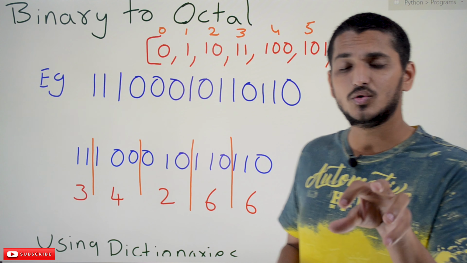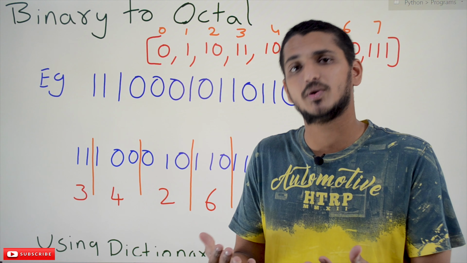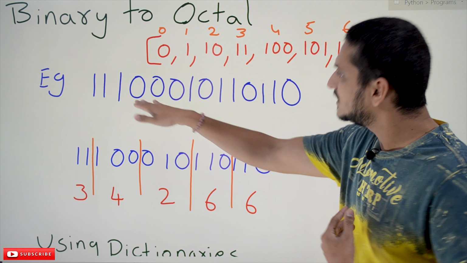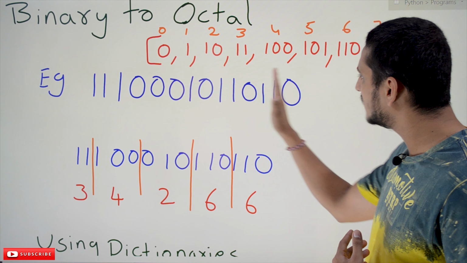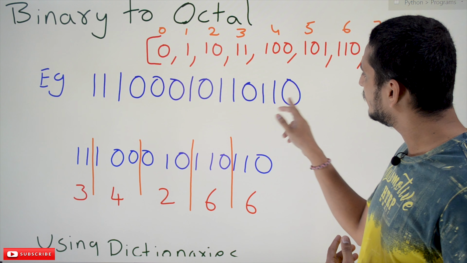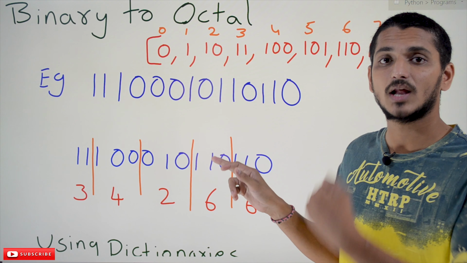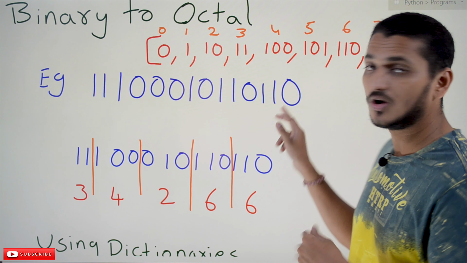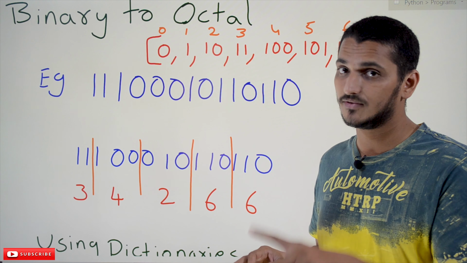So what we have to do in order to get the binary number into octal format. So this is the binary number. We have to take the last 3 digits, 110, and take it as an octal number. What's the octal number for 110? Octal numbers are from 0 to 7.